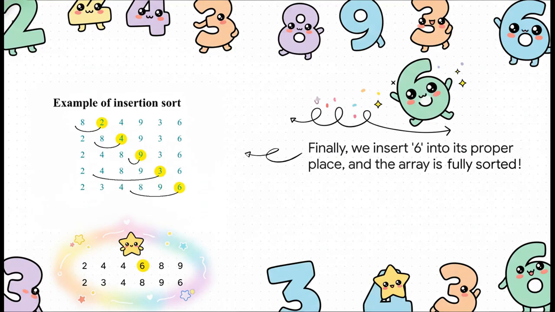And for our very last step, we take the final number, 6. We compare it backwards. It's smaller than 9, smaller than 8, but not smaller than 4. So its spot is right between the 4 and the 8. And boom, just like that, the entire array is sorted. Every single element has been perfectly inserted into place.